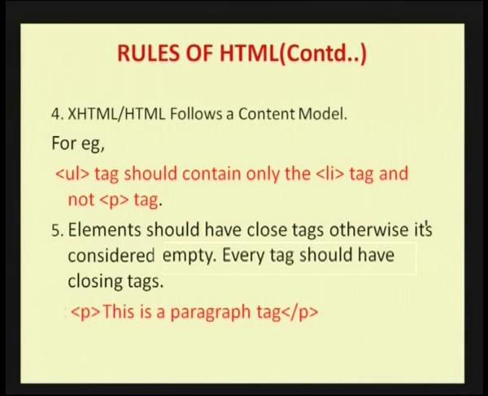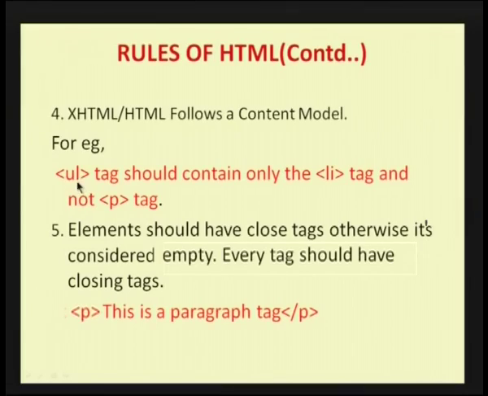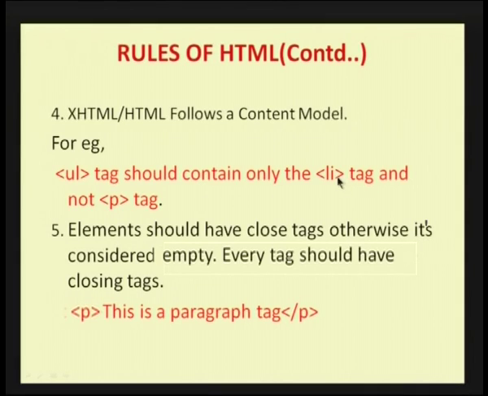And next, HTML or XHTML follows a content model, that is we can embed the tags, but we have to use the specified tags in specified positions. For example, UL is a tag which is used to list elements. The elements present in the UL tag will be listed using the LI tag. If I do not use the LI tag and I use a paragraph tag, it is meaningless. So, while we are embedding the tags or writing the markup, we have to follow the content model of the HTML language.